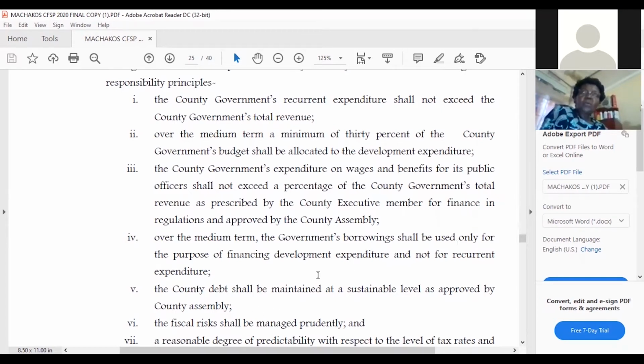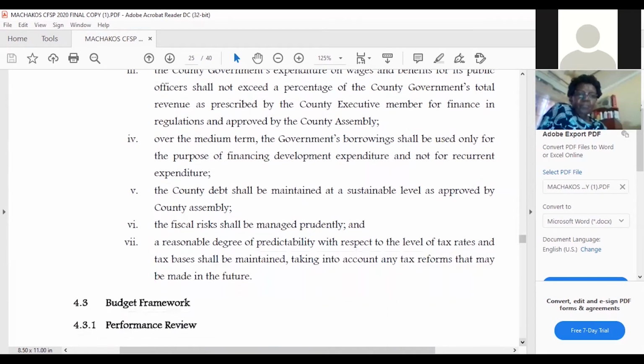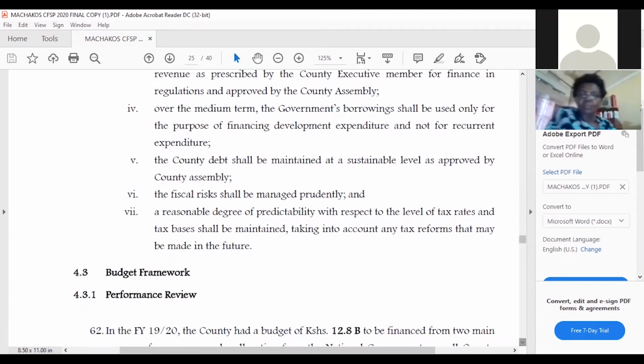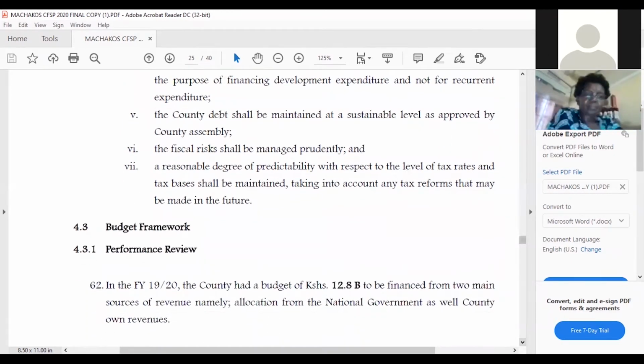And so we cannot borrow to pay salaries. Exactly. And then the county debt shall be maintained at a sustainable level as approved by the county assembly. And then the fiscal risk shall be managed prudently, and a reasonable degree of predictability with respect to the level of tax rates and tax bases shall be maintained, taking into account any tax reforms that may be made in the future.